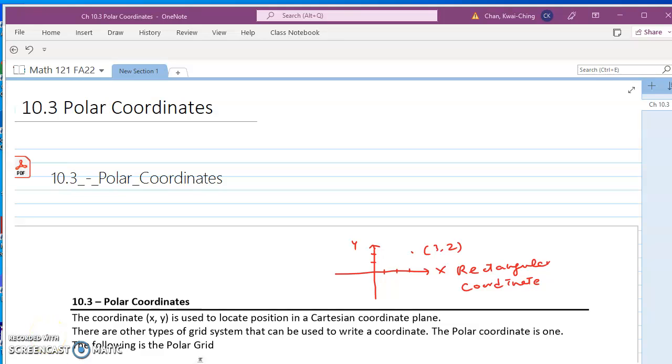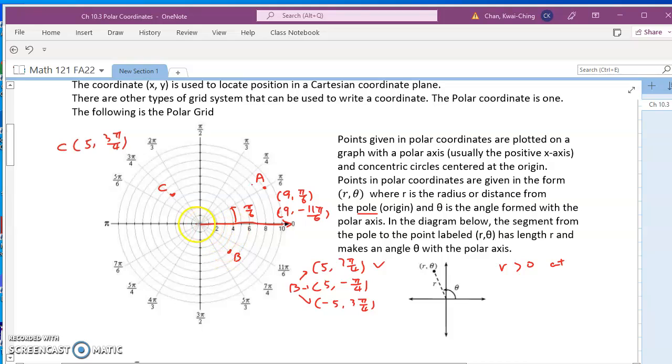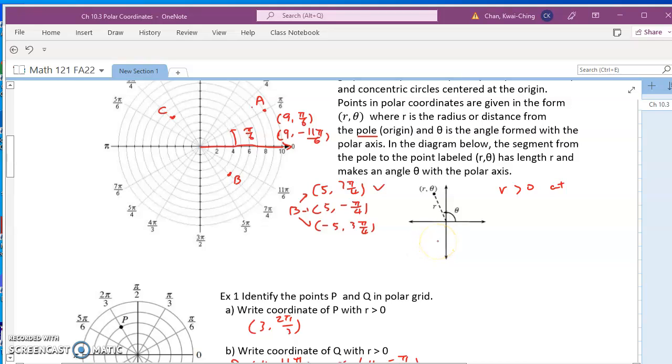Hello, trigonometry student. This video is part 2 of 10.3 polar coordinates. In the first video, we talked about the basics of a polar grid. It is made of a pole and a polar axis, and every single location in 2D space is identified by how far the particular position is from the pole and also an angle, theta, how far it is from the polar axis. And when I was talking about it, I also talked about r.